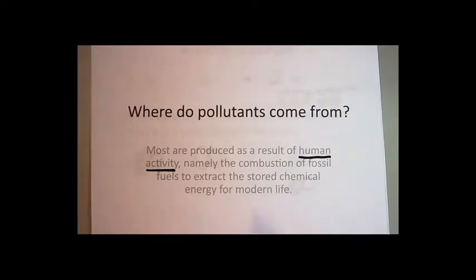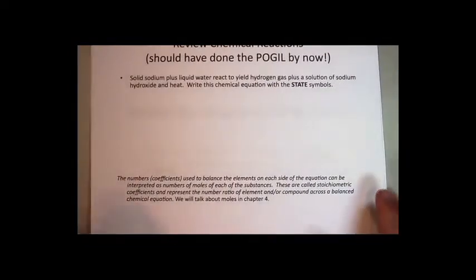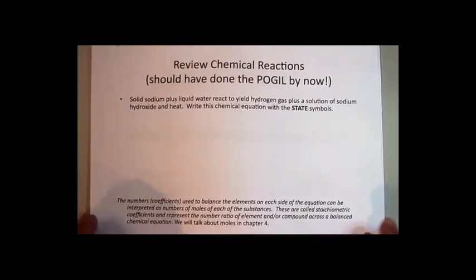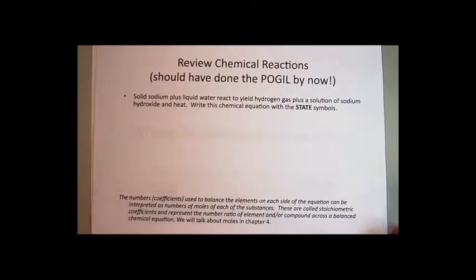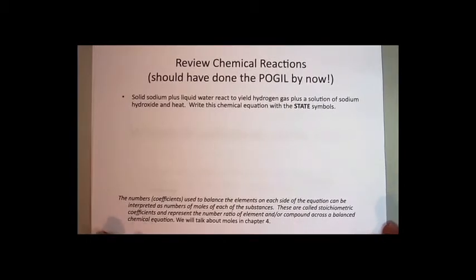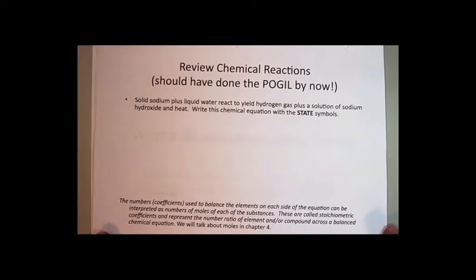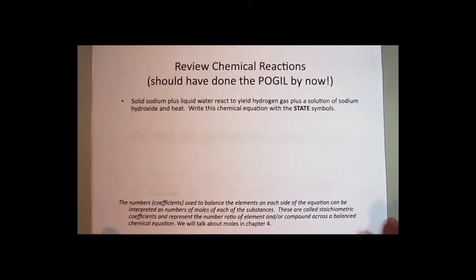reactions. Okay, so by now, you really should have, for sure, done that POGIL activity and done a little bit of practice with balancing these chemical reactions. And so here's a test for you. If somebody asked or told you these words, could you write a chemical equation with state symbols? Now, the words are solid sodium plus liquid water react to yield hydrogen gas plus a solution of sodium hydroxide and heat. Write this chemical equation with state symbols.